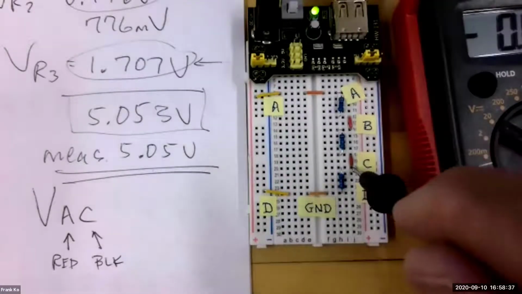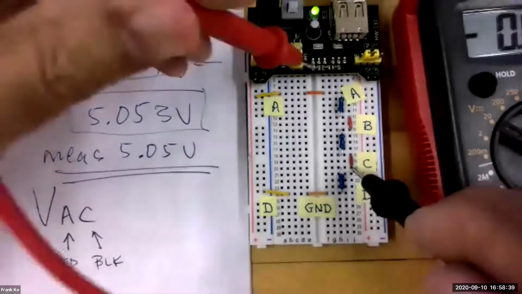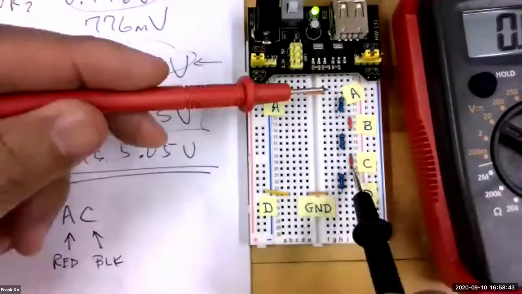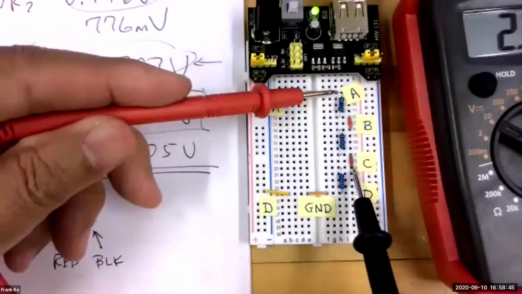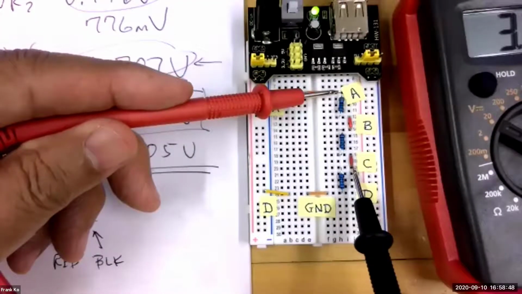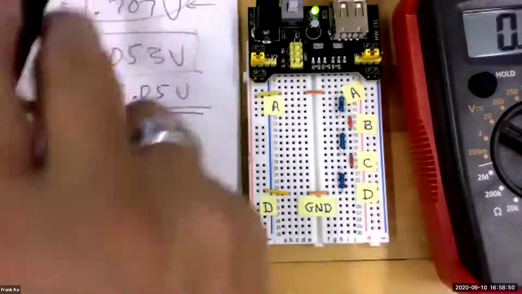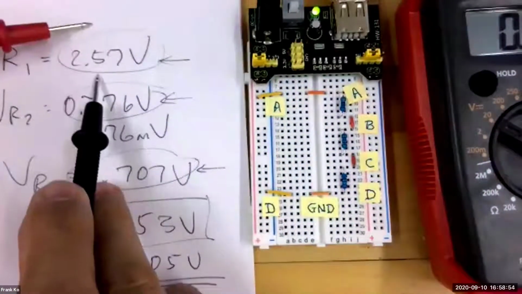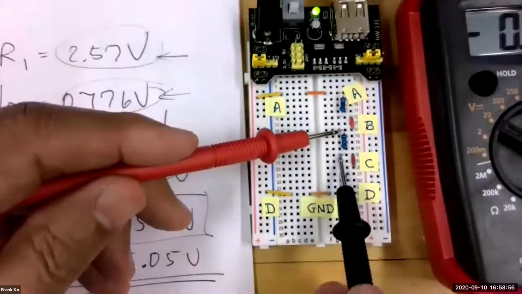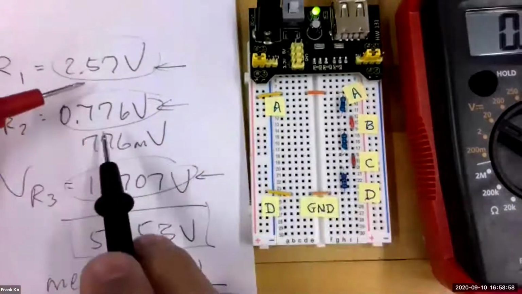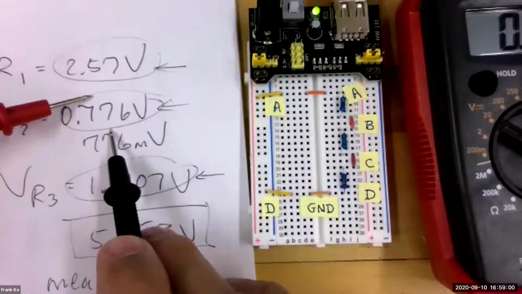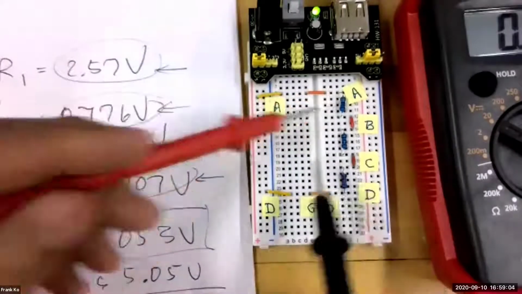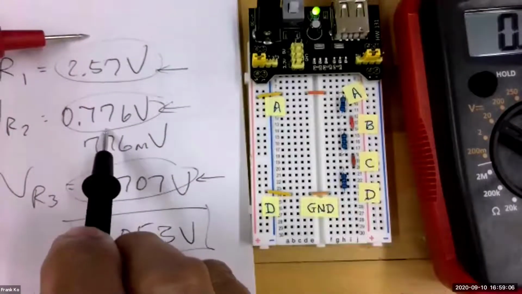And the red probe is supposed to go to point A, which is right there. Now, I'm not going to touch this yet, but what do you think we should have between these two probes? Didn't we measure the voltage across the first resistor as 2.57 volts right up here? Didn't we measure the voltage across the second resistor as being 0.776 volts? So if I'm measuring from point A to C, doesn't it look like I'm measuring across these two values of voltages?